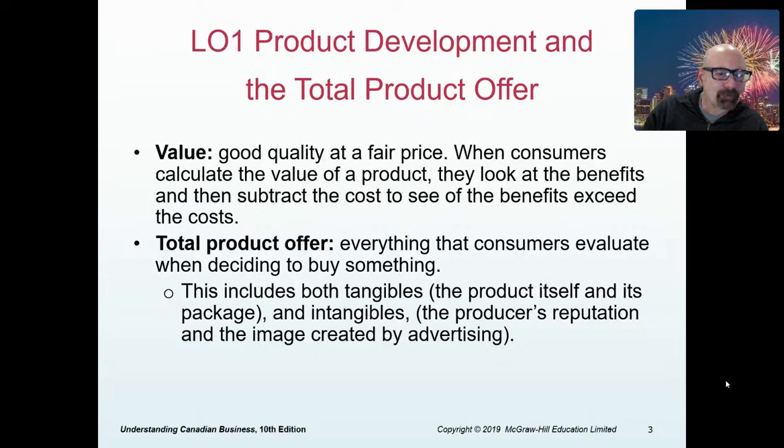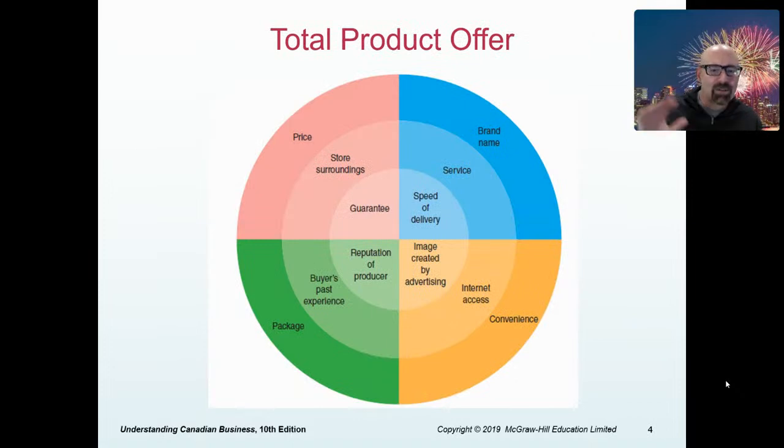Total product offer. Okay, so that essentially is everything that a consumer will evaluate when deciding to make the purchase, right? It includes the tangible things like the product, the package, what it looks like, what it feels like, but it also includes intangible things like the reputation of the manufacturer or the image of the product or the feeling I anticipate getting by owning that product. Okay? So there's a lot that goes into that product offer. Here are some of those things that go into that product offer.